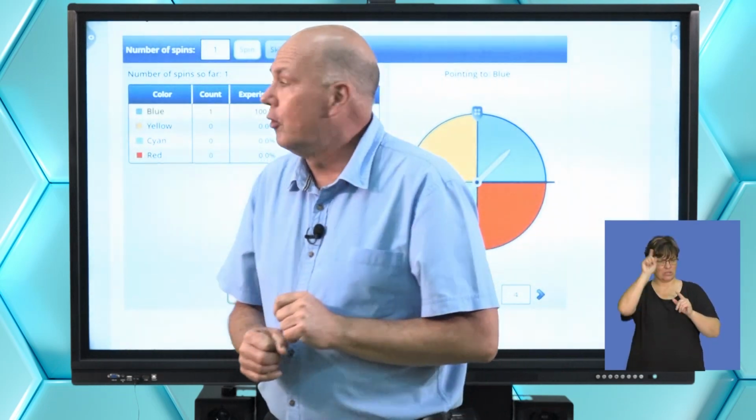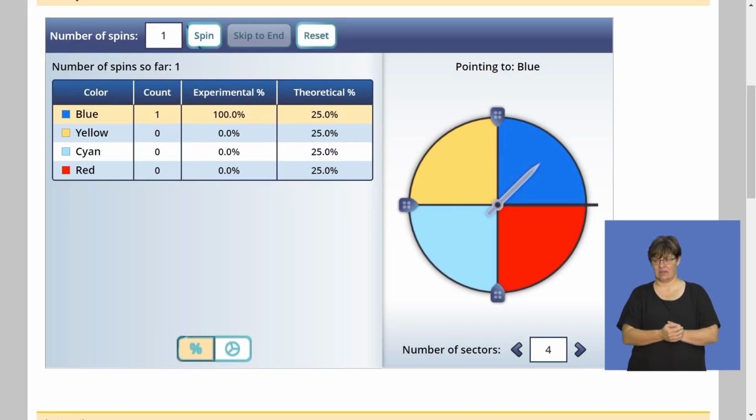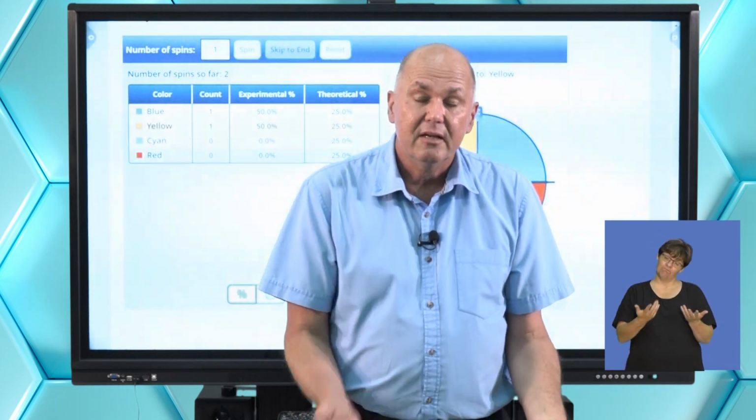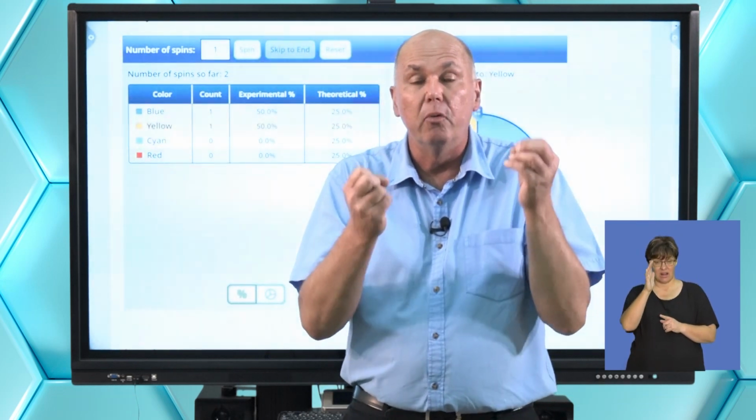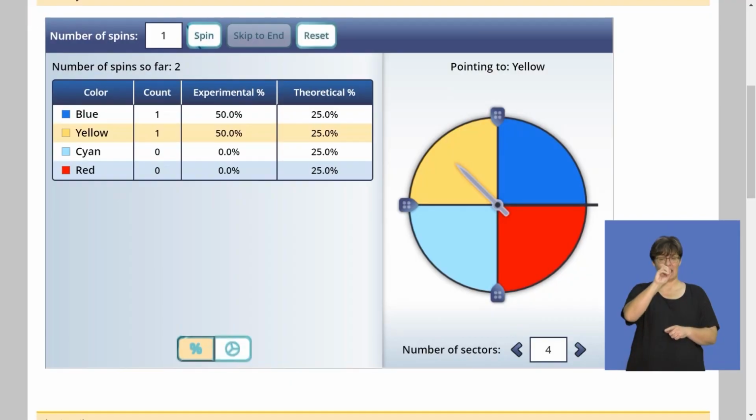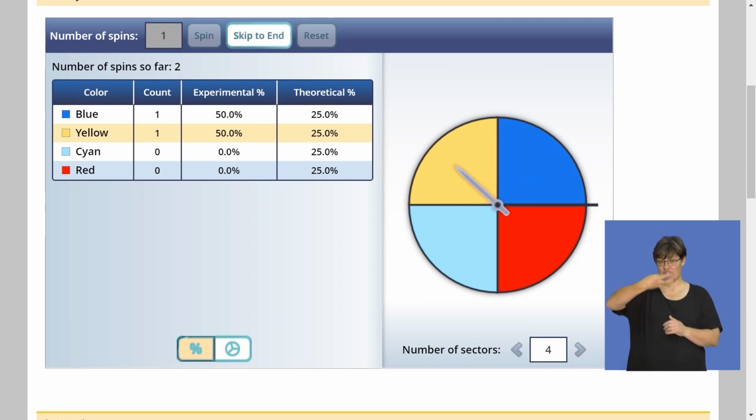Let's add a few more spins and see what happens. So I'm going to spin it again. It didn't land on blue this time. It landed on yellow. So the percentage of my relative frequency has gone down. It went from 100% to 50%. And so it's getting closer to the theoretical probability. Let's see what will happen if we spin it again. This is the 3rd spin.